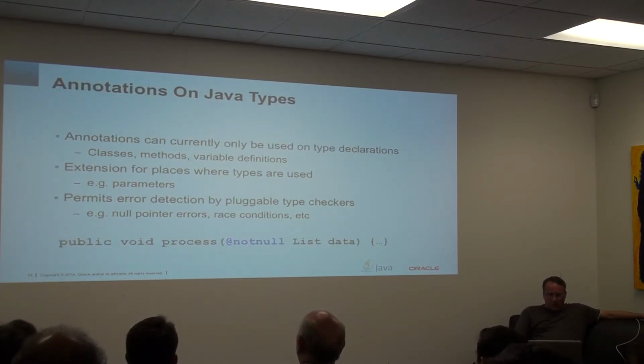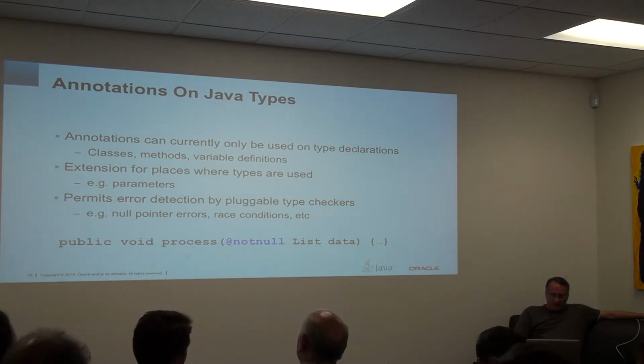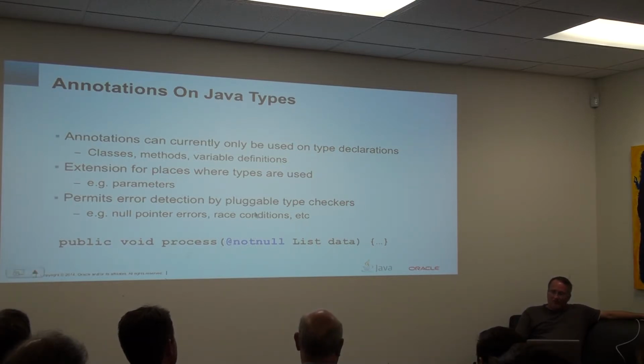There's a bunch more. You can now do annotations on Java types. Annotations can currently only be used on type declarations in Java. What you could do now is use annotations on classes, methods, variables, etc. There are a few pluggable type checkers out there that at compile time will do some checking leveraging these annotations, right? Whereas in the past, you were only able to apply these annotations on type declarations. Now you can use them on other aspects as well. If you go watch, there's a metadata video on that Java SE8 launch, and they go into this in a lot more detail. This is an area I'm not too comfortable with.